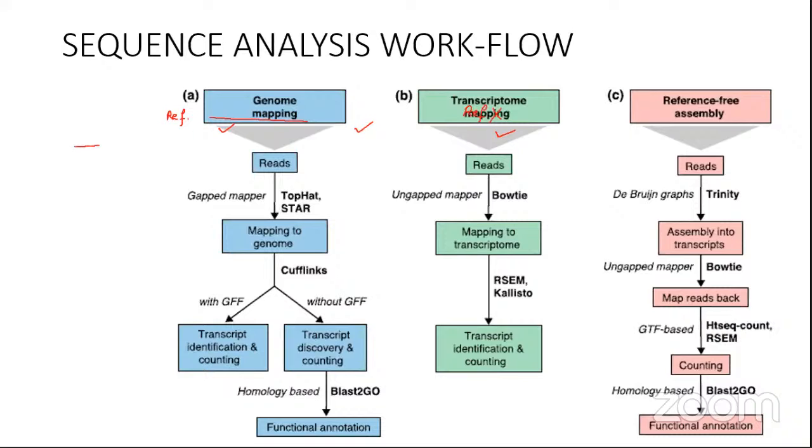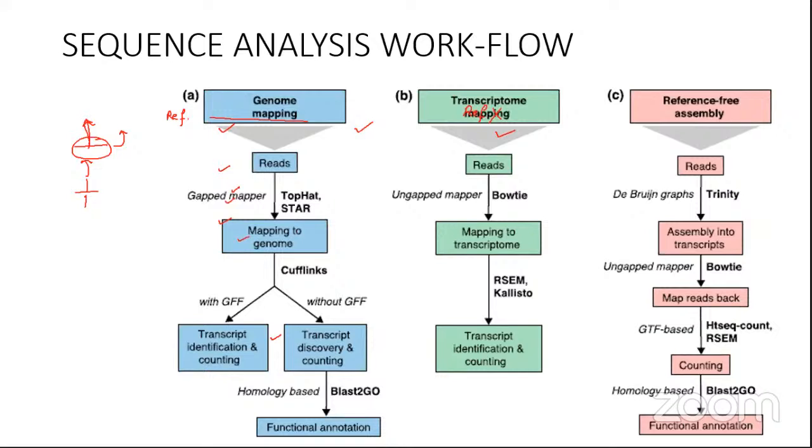When we have the reference, we are mapping to the genome. We are not mapping to the transcriptome. We are mapping to the genome. So what do we have to do? We have RNA-seq data. First it will reverse it and then it will map to the genome. So reads. There are two common pipelines available. TopHat, STAR, mapping to the genome, Cufflinks for the quantification, and so on, and then the functional annotation.